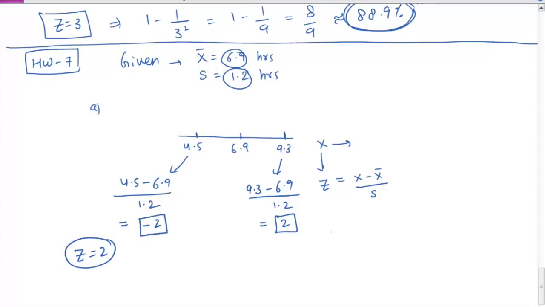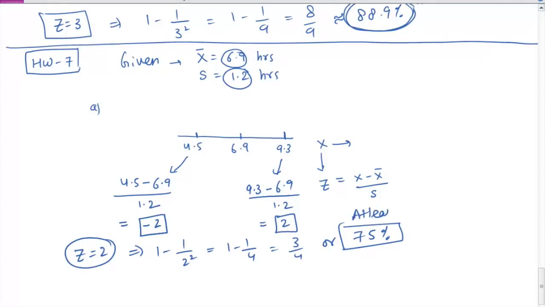So generally in these problems you will have this symmetrical pattern. So if you get negative 2, the other one will be positive 2. If you get negative 2.5, the other one will be positive 2.5. So z equals 2 means 1 minus 1 by 2 square, 1 minus 1 by 4, or 3 by 4, or 75%. We have seen z equals 2 earlier also. So we can say at least 75% of the individuals sleep between 4.5 and 9.3 hours.